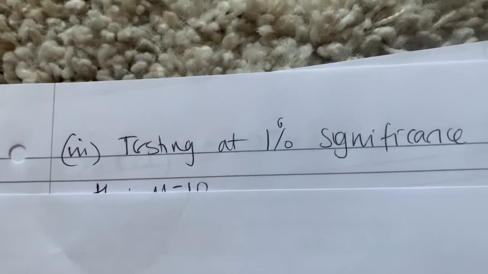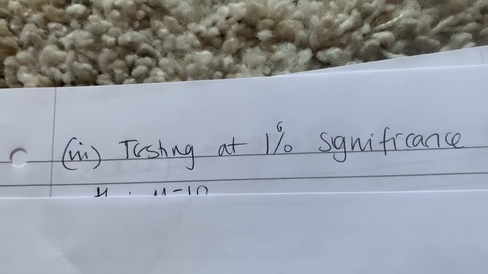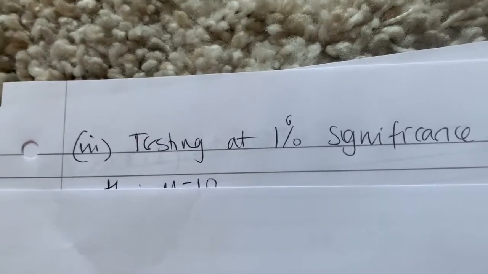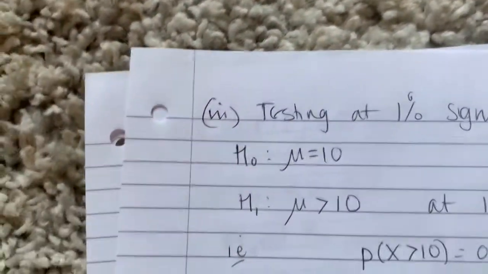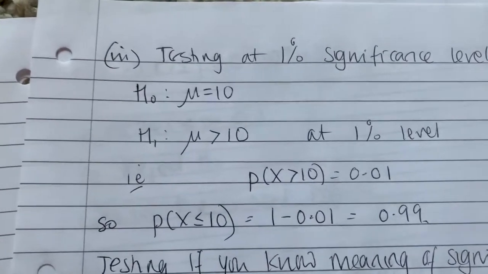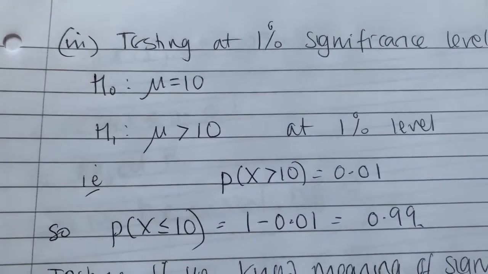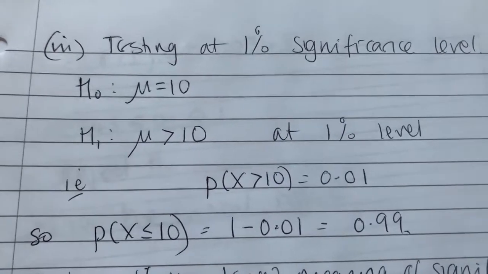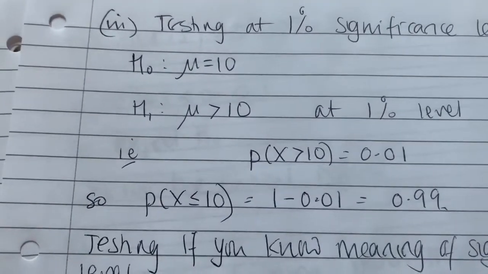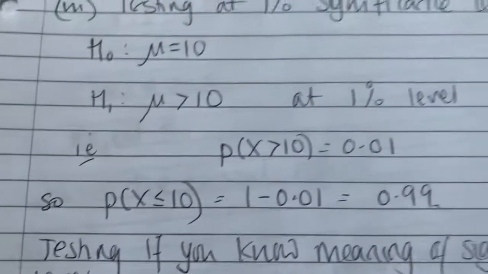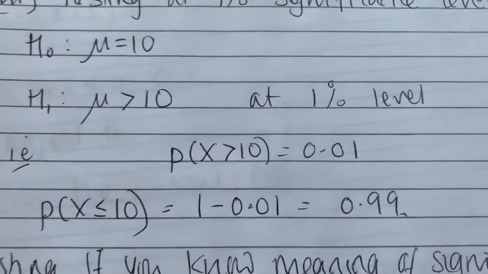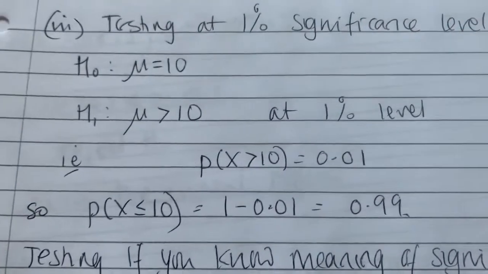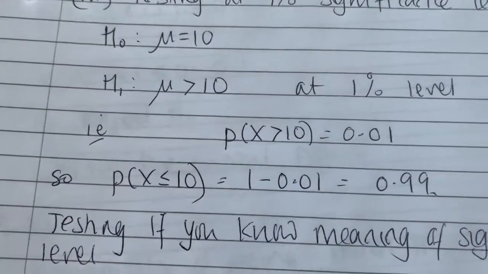Assuming that mu equals 10, you're going to state the probability that the conclusion of the test will be that mu is not greater than 10. Well, that's just testing, do you know the meaning of a significance level? So basically, if your alternative hypothesis is mu greater than 10 at 1% level, the probability of that happening is 1%. So the probability of being less than that will be 99% or 0.99.